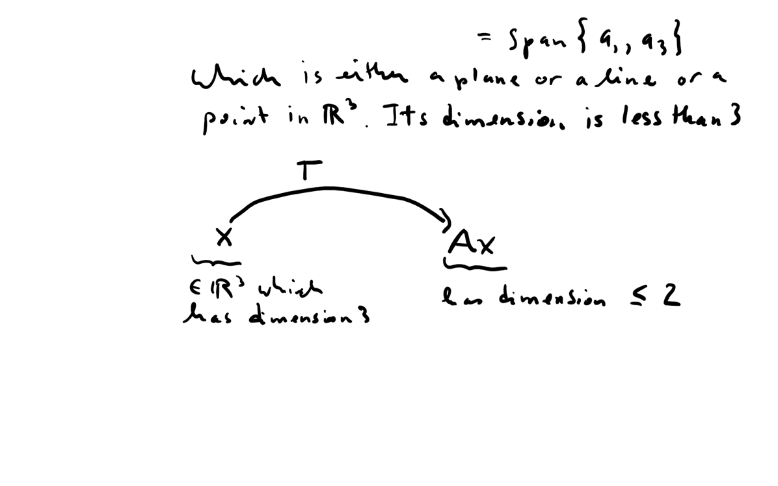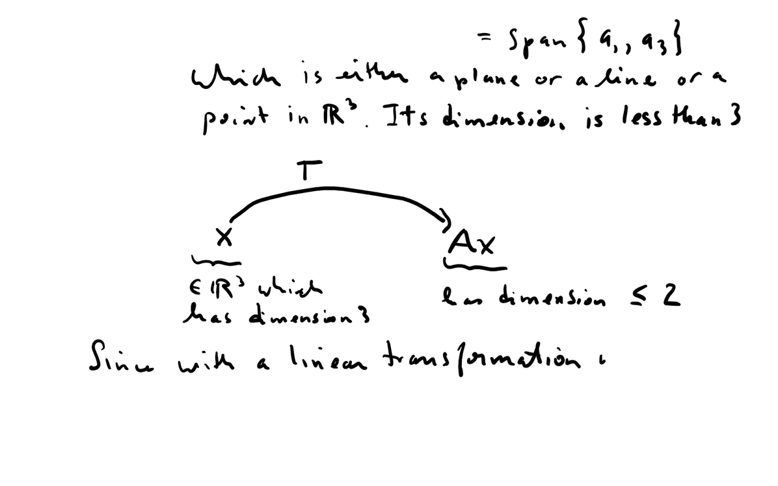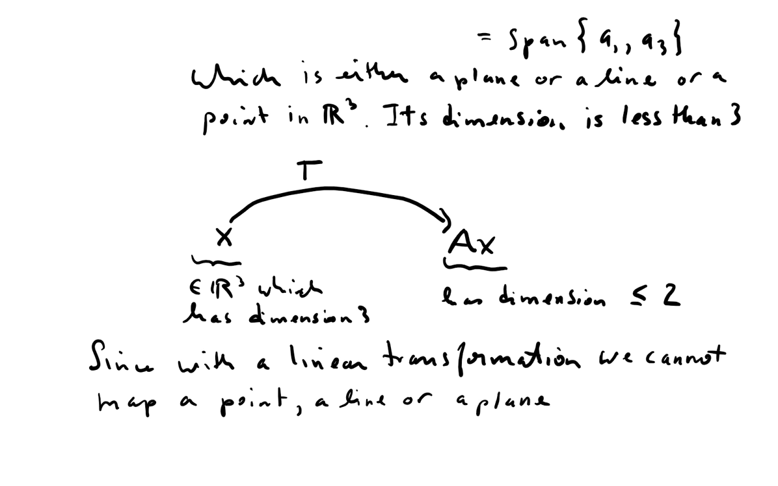So since with a linear transformation we cannot map a point, a line, or a plane onto R3, then this transformation has no inverse.